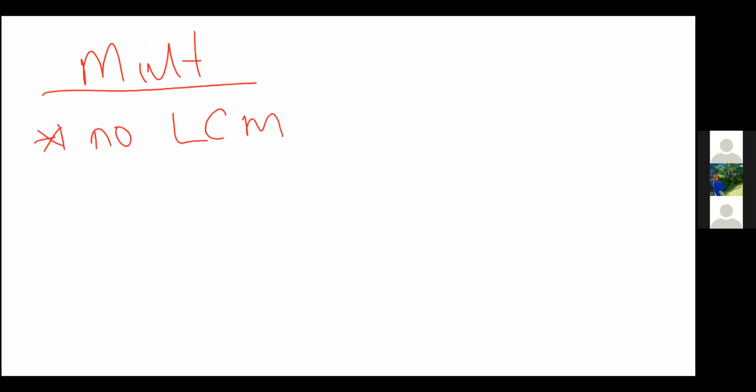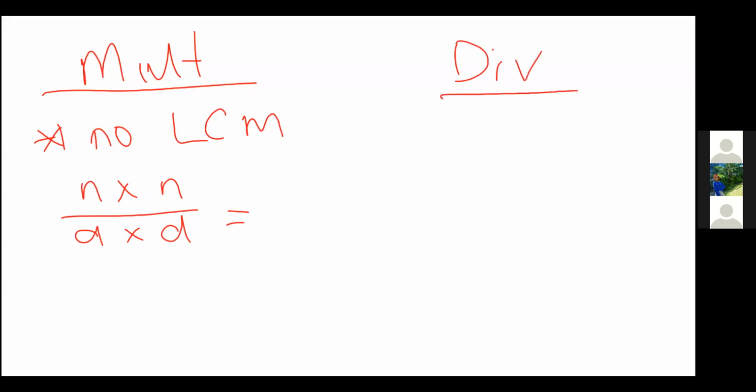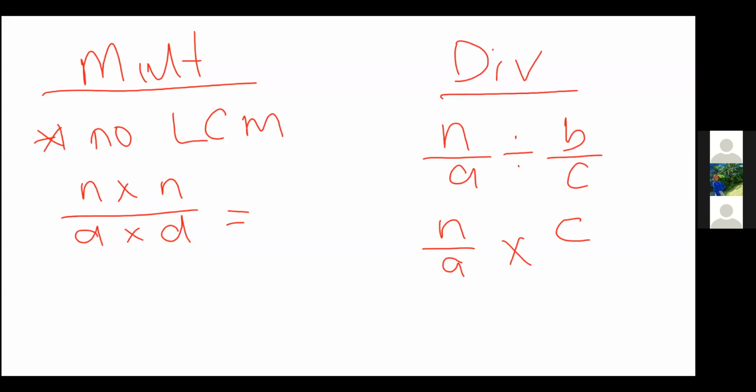Now for multiplication, no LCM. So all we do is numerator by numerator over denominator by denominator, right? And we simplify our answer. For division, all we have to say is a over b divided by c over d is a over b, multiply by, switch it, d over c. And then we go back to working out our stuff, a by d over b by c.